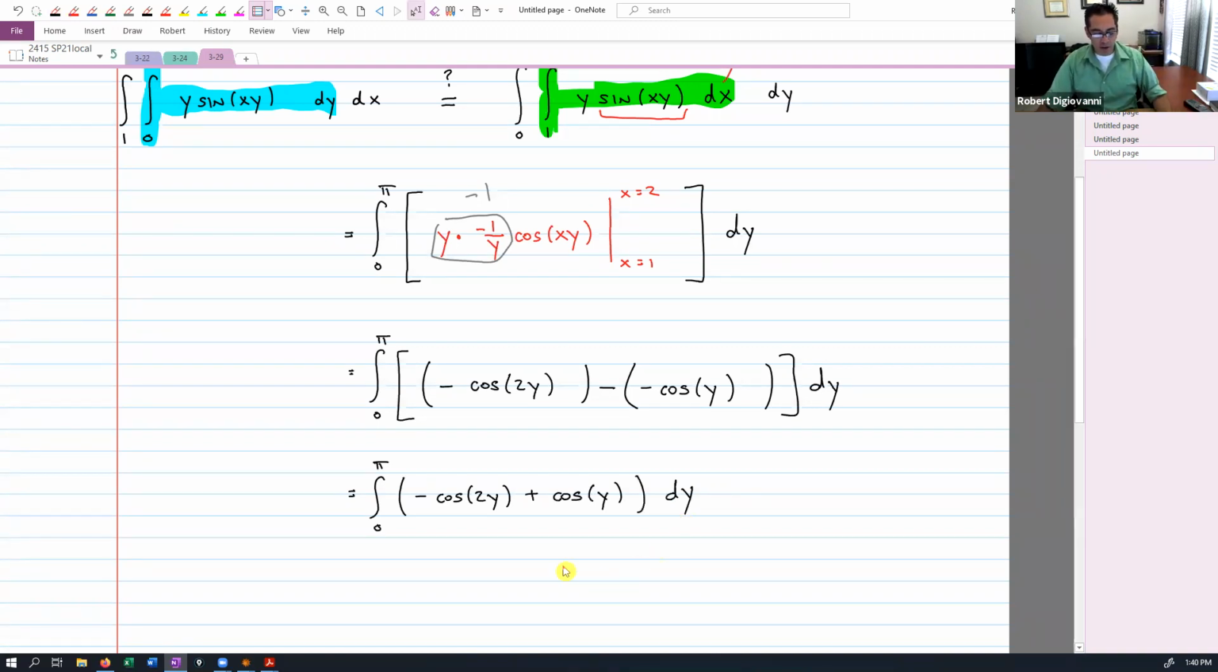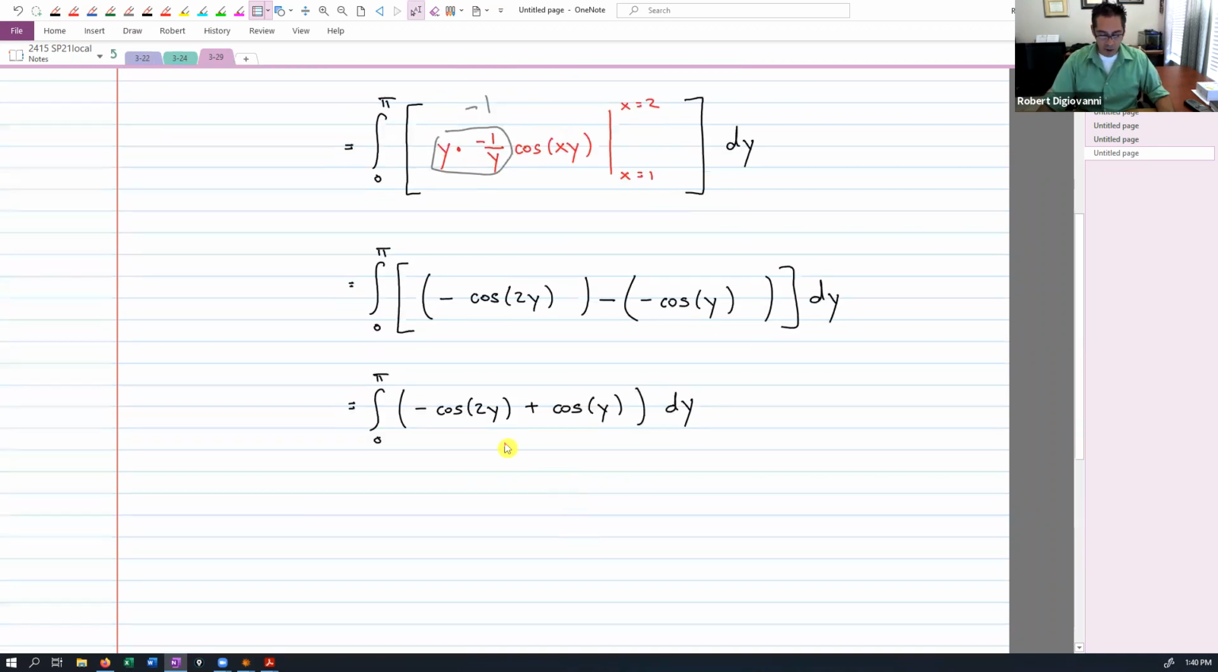And I don't know about you, but this looks a lot better than the last integral, doesn't it? I can integrate both of those with respect to y very easily. Well, I hope we can all do that. This should just be, okay, antiderivative of negative cosine of 2y should be -1/2 sine 2y. That's antiderivative, plus just sine y here. And we're going to evaluate that from y equals 0 to pi.